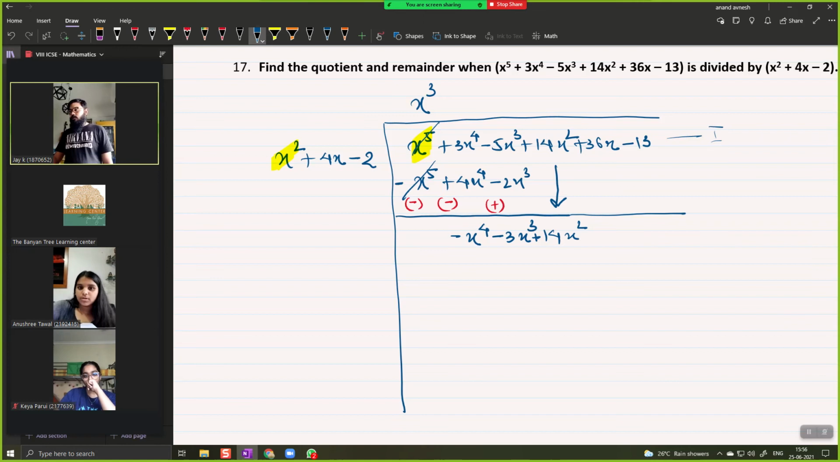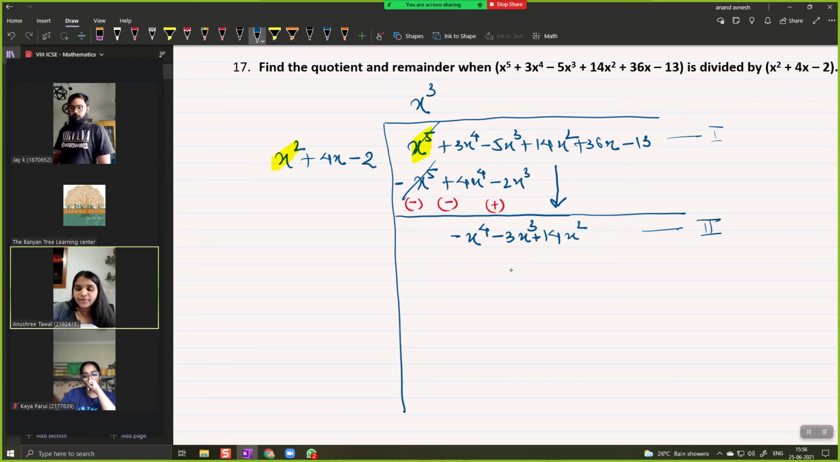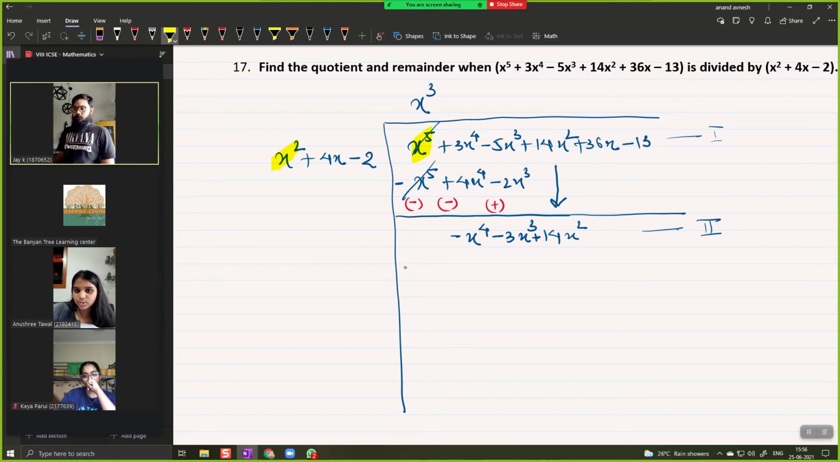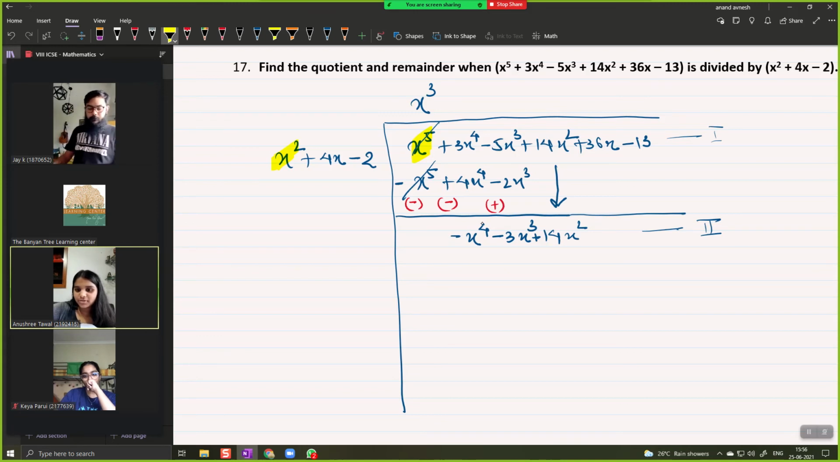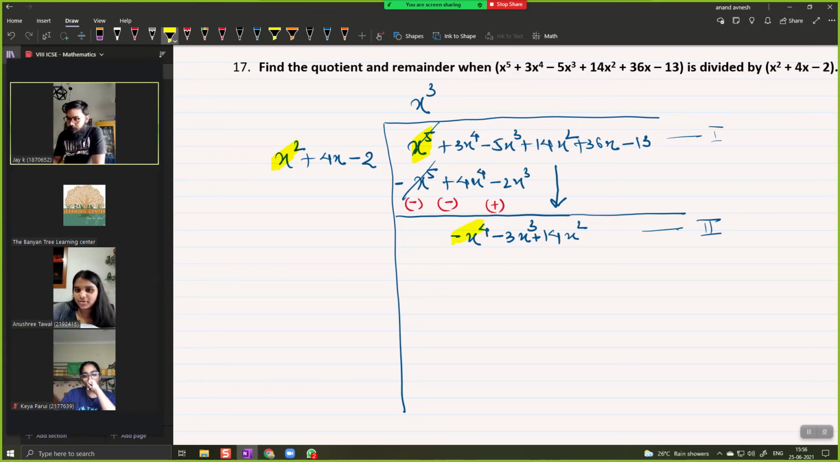This was the first stage. We have reached the second stage. Tell me what is the next step. Sir, now we'll divide by 4x. We will divide what by what? 4x divided by minus x. Minus x raised to 4 divided by x square. Tell me, what is the answer?